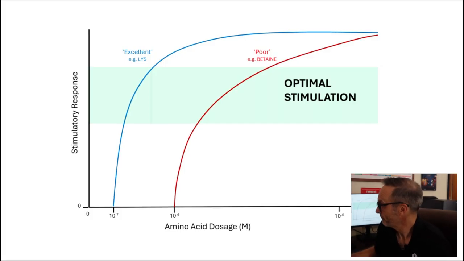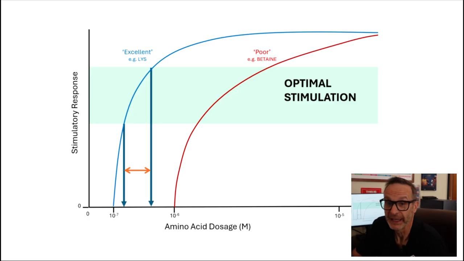So click again, and that's why. Because of the steepness of the curve through the optimal range of stimulation, the effective concentration range, look where those arrows hit the bottom axis there and the orange width arrow. The effective window of stimulation is very narrow.